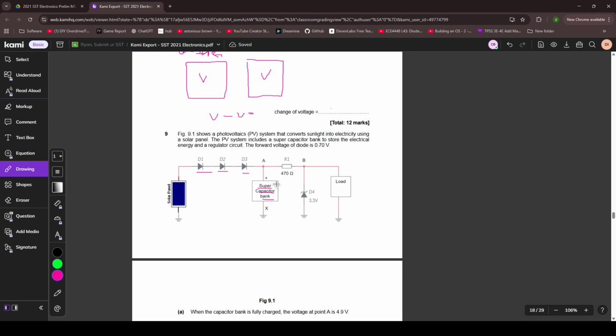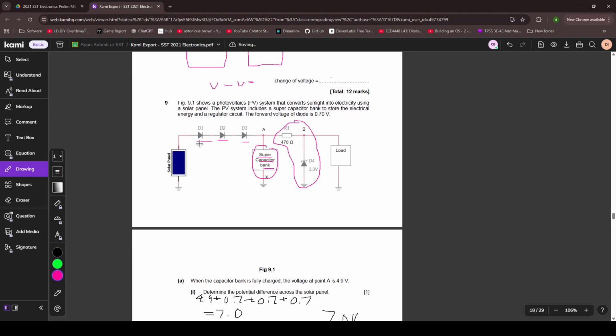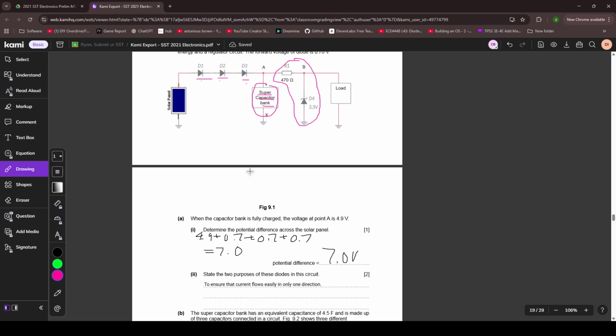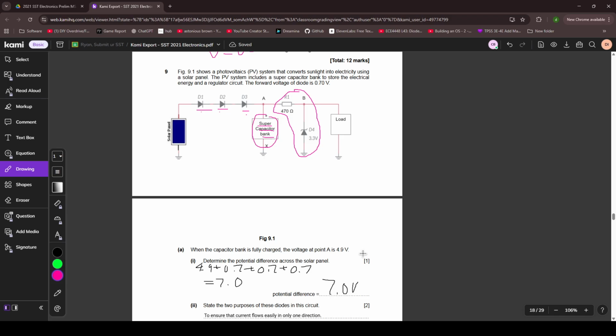9.1 shows a photovoltaics system that converts sunlight into electricity using a solar panel. The PV system includes a supercapacitor bank to store the electrical energy and a regulator circuit. If you guys did not know, this is obviously the capacitor, but this is the regulation circuit. The forward voltage of the diode is 0.7 volts. When the capacitor bank is fully charged, the voltage at point A is 4.9 volts. Determine the potential difference across the solar panel.